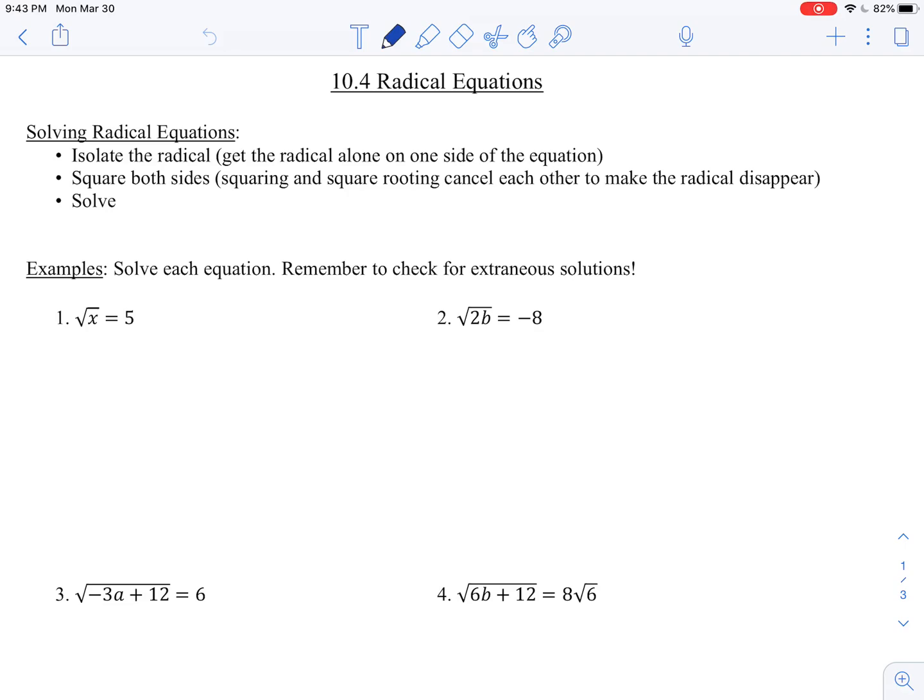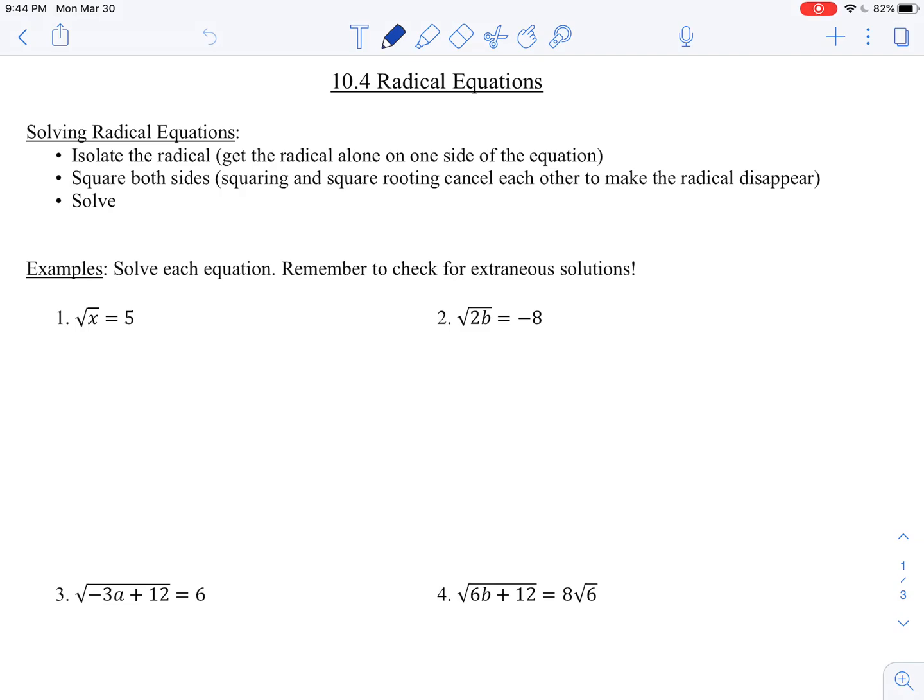So today we're going to focus on section 10.4, which is about solving radical equations. When we solve equations that have radicals or square roots in them, we're going to start by getting the radical by itself on one side of the equation and moving everything that's not under the radical sign to the other side of the equation. Then we know that the opposite of taking the square root of something is to square it. So we'll square both sides. Squaring and square rooting will cancel each other out and make the radical disappear. Then we'll have a nice equation that we can solve. So let's take a look at a few examples.